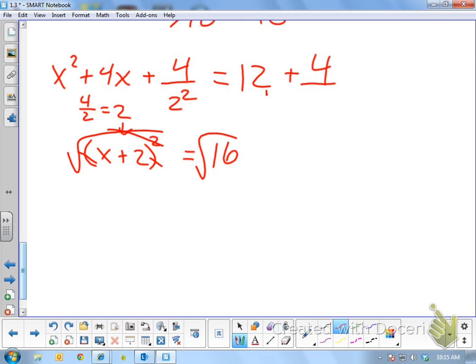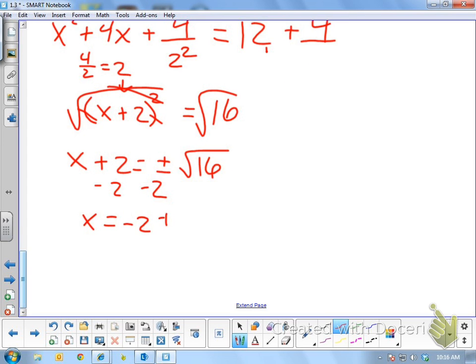So we square root both sides, which leaves us just with x plus 2. What do I have to write in front of my square root? Plus or minus. Some people simplified the 16, that's fine. I'm going to wait till the end to simplify. And then how do I get rid of the 2? Minus 2 from both sides. Okay, now we can simplify. What do we notice about 16? It's a perfect square. What's the square root of 16? 4.